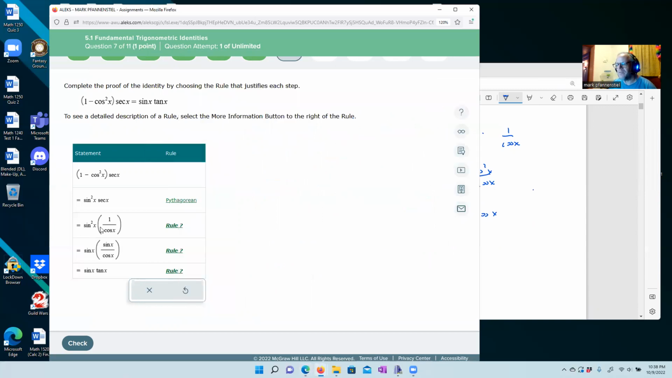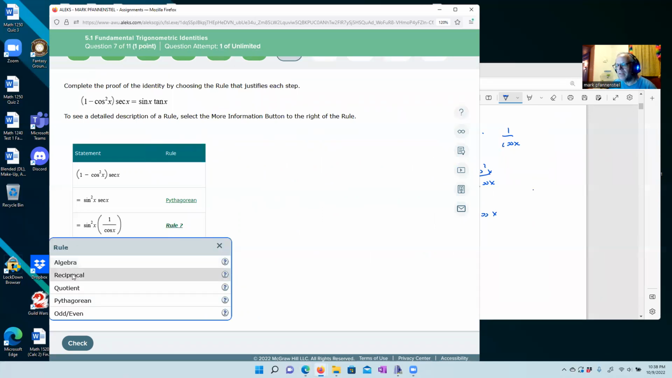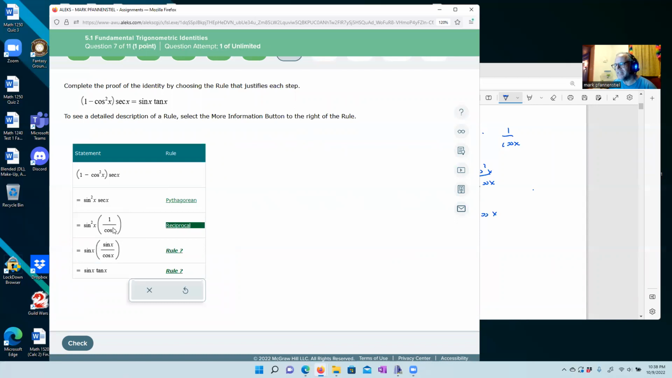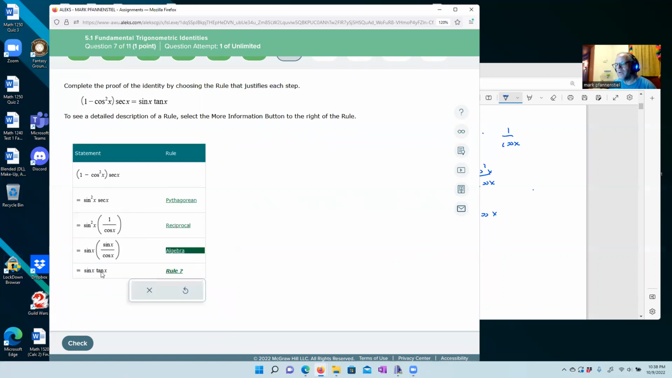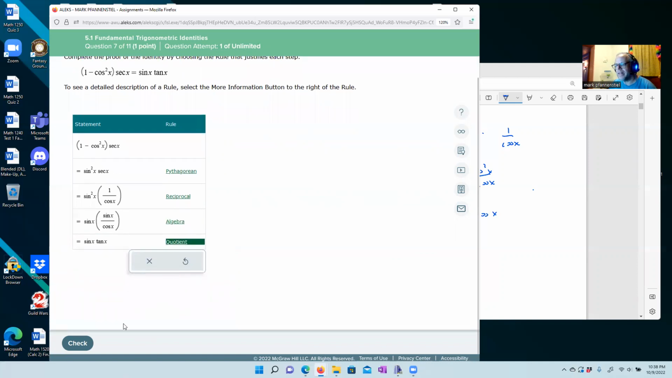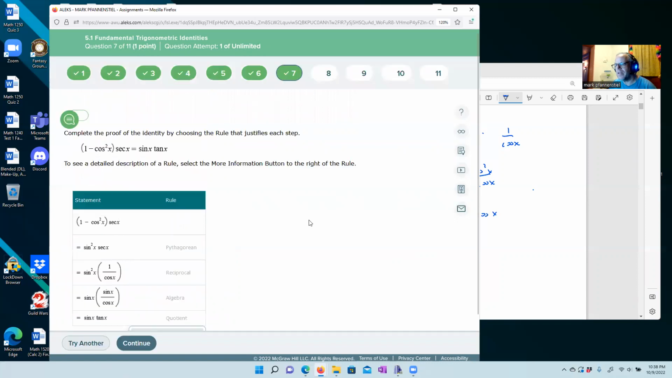So let's see, what rule would this be? This would be the reciprocal rule, because we're changing the secant into a cosine. Then we use an algebraic step where we broke the sine squared into a sine times sine, so we'll call that an algebra rule. And now the fact that we have sine over cosine, we're going to bring that into a quotient rule. Okay, and I will check that one.